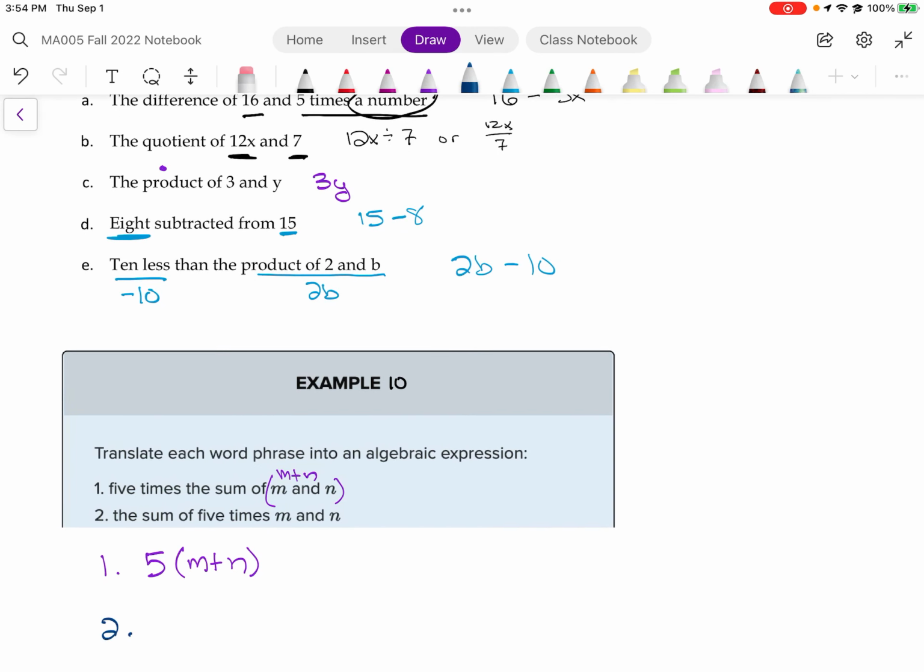The second one is the sum of 5 times m and n. All right, the sum of means to add these two things together, 5 times m. It doesn't say 5 times n, it says 5 times m. So 5 times m plus n. So you've got to be very careful with the way these are written, so you can tell the difference between those two.